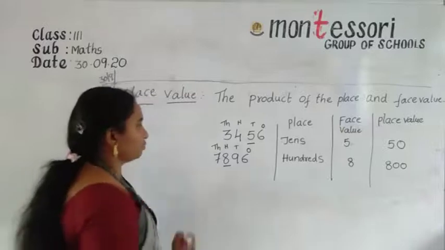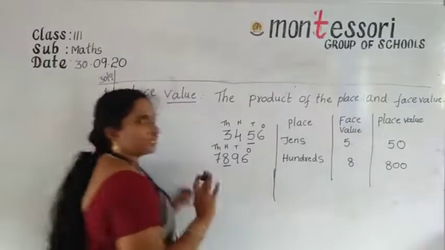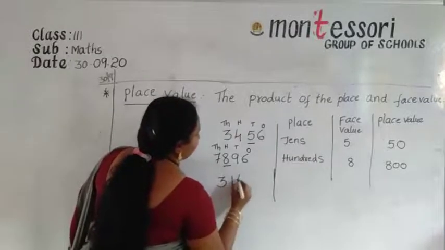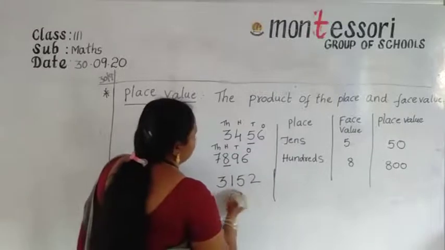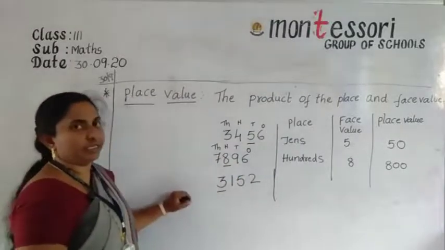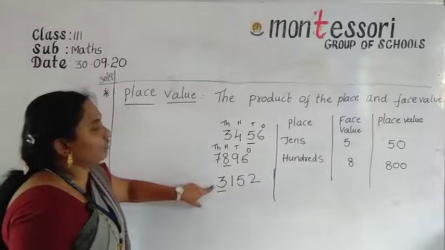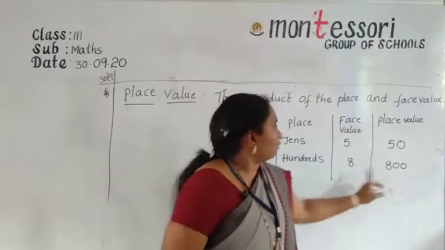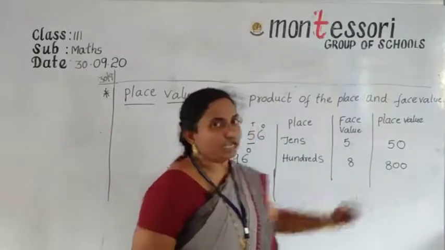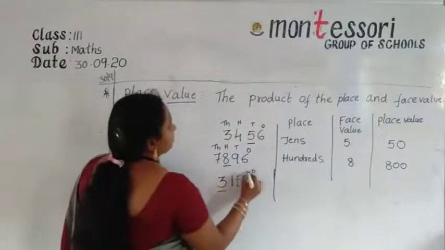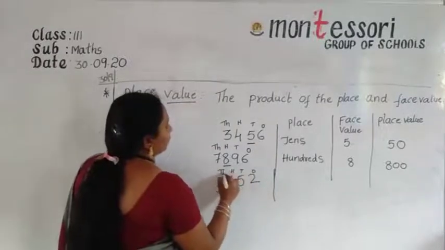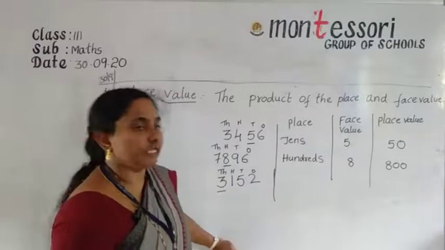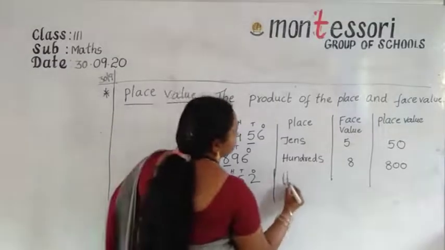Now one more problem I am explaining. Don't write anything. Look at the board clearly. 3152. In this, underline 3. With the underlined number, we can find out the place, the face value and the place value. So here ones, tens, hundreds, thousands. Now in which place is 3 here? Thousands. Now I am writing here thousands.